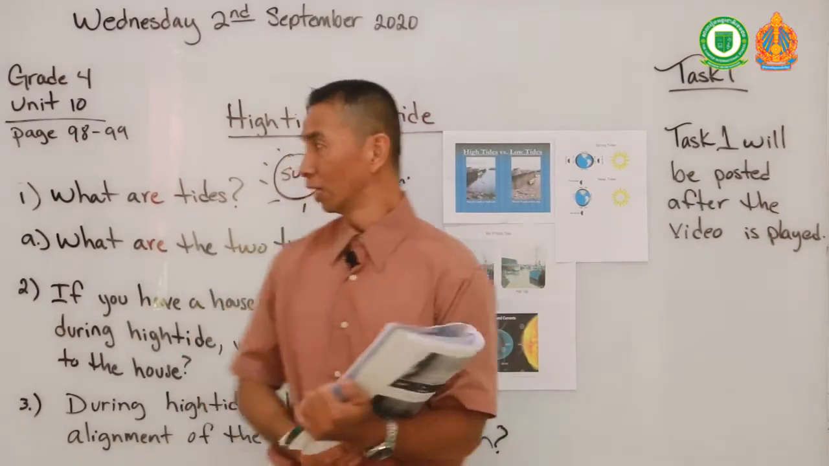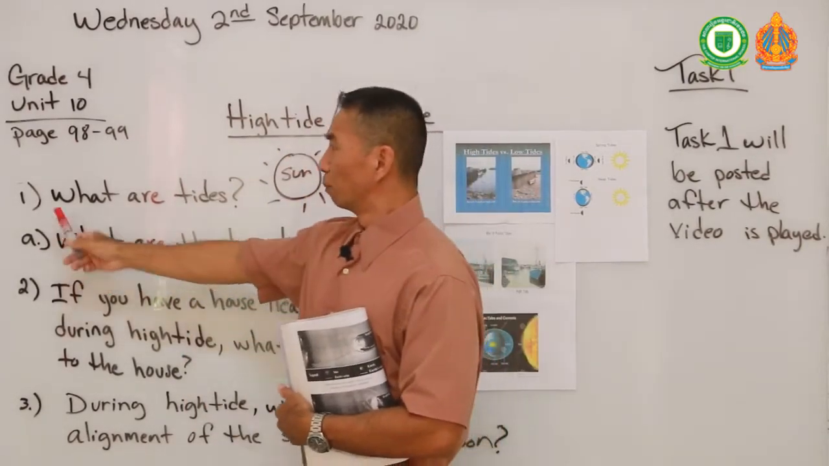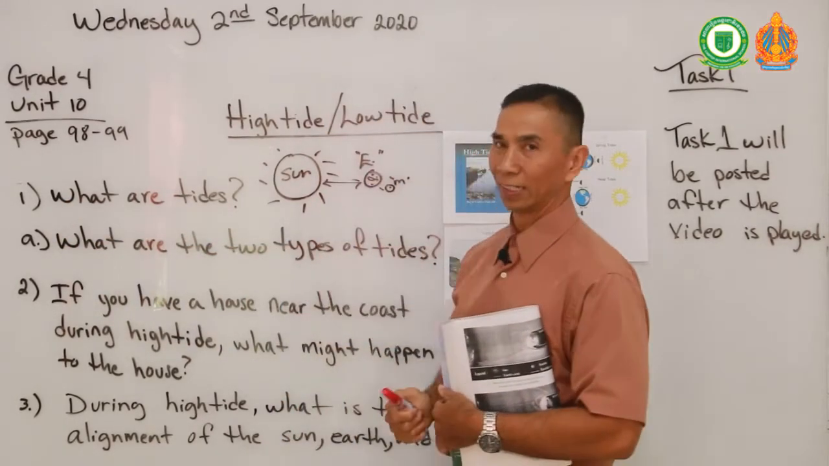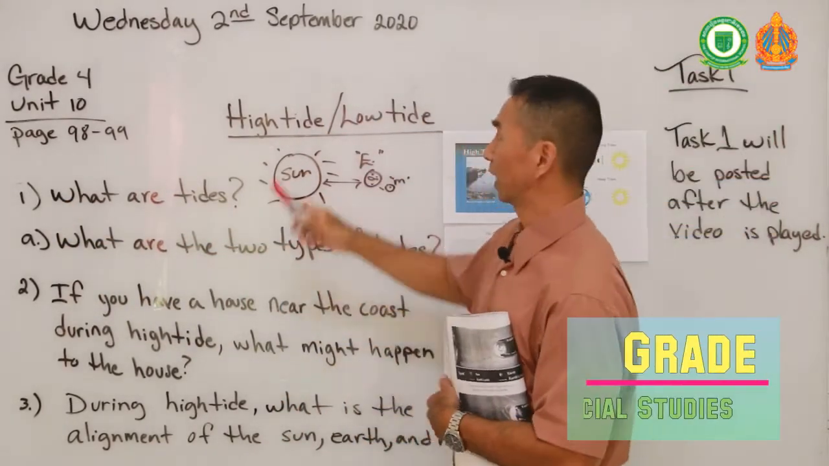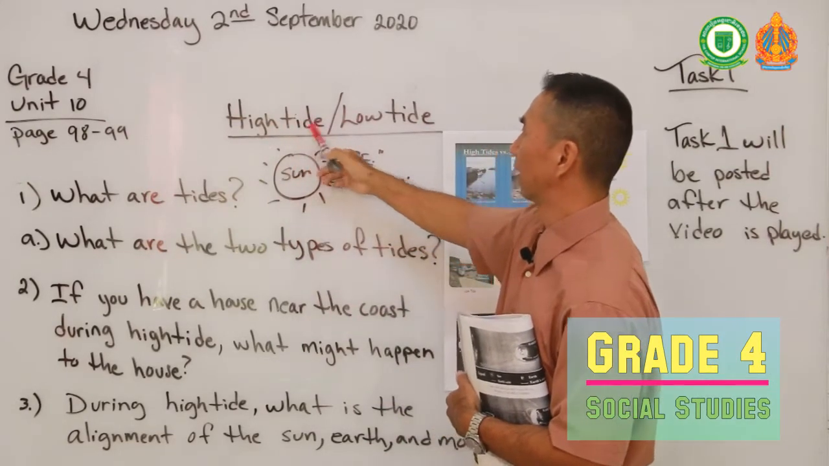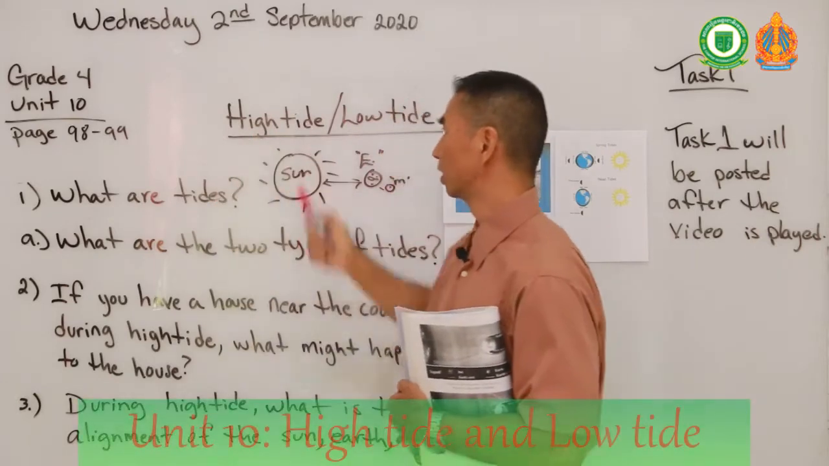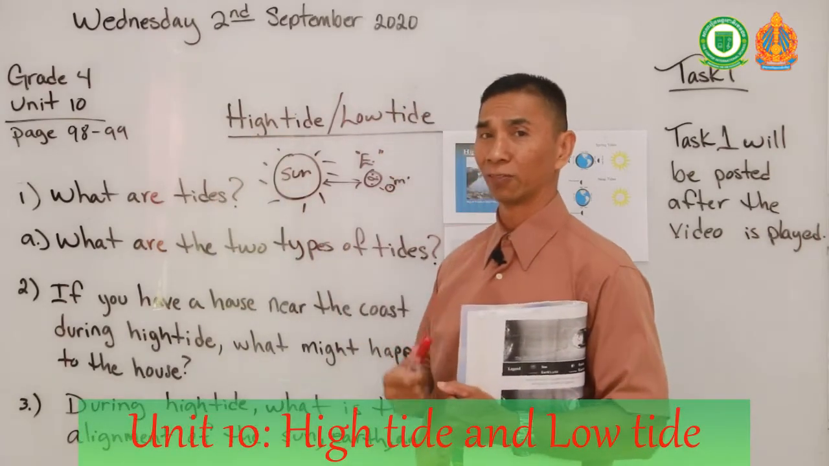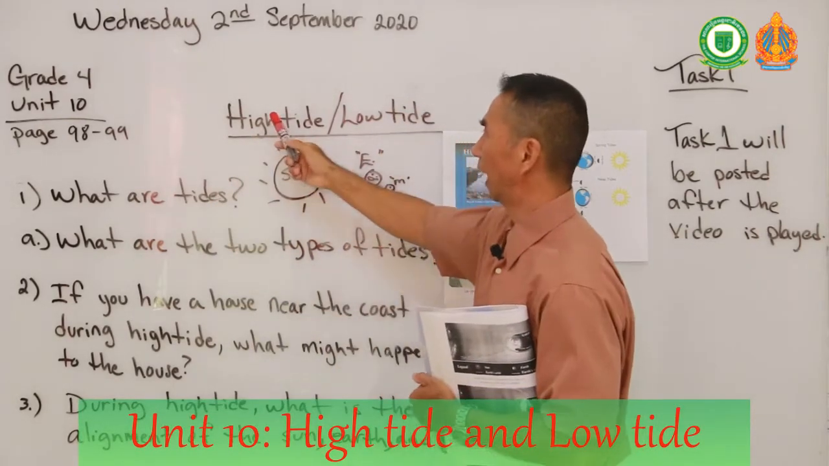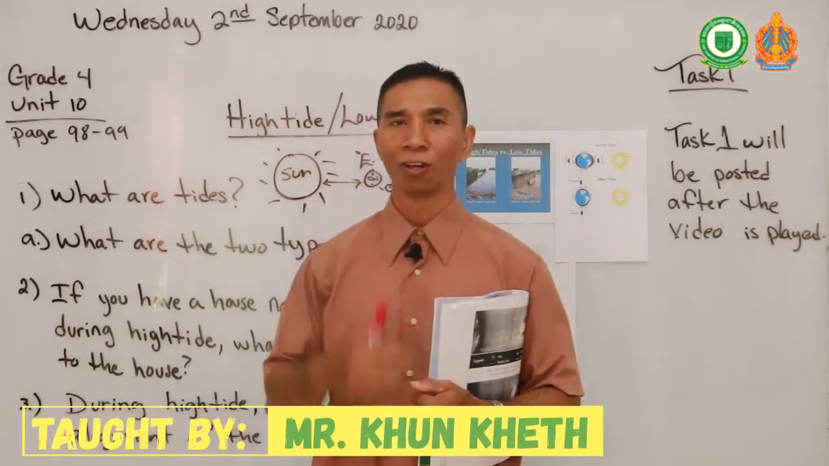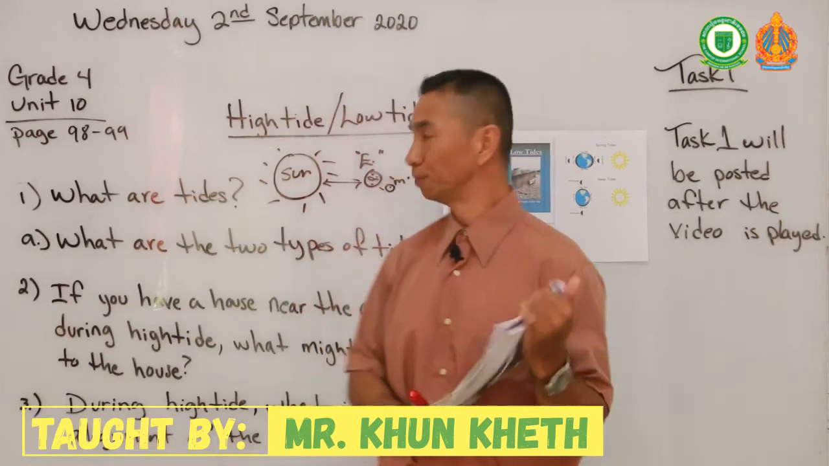Okay, class? Okay, now part of question 1 I have to do, what are the two types of tides? Yes, if you say the two types of tides are high tide and low tide, you are correct. There are only the two types of tides that we have known. But under high tides and low tides, there are also called seasonal tides. We will discuss that later on.